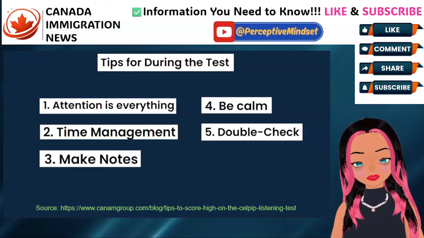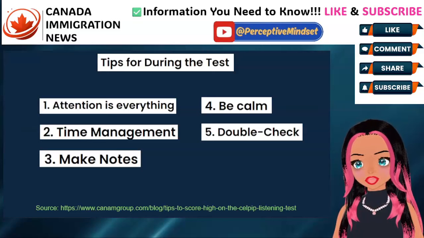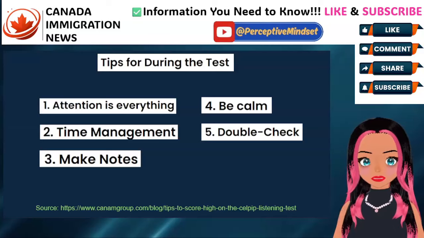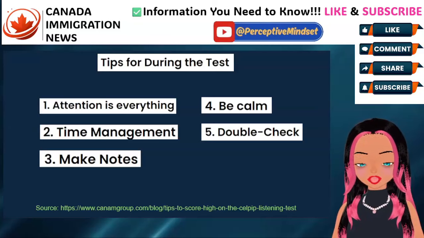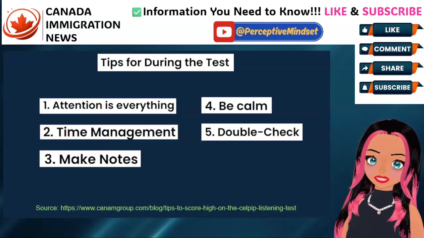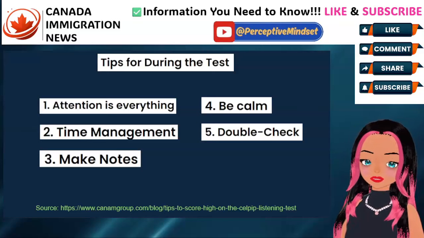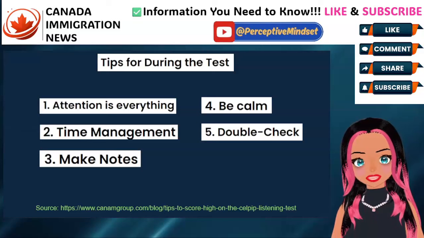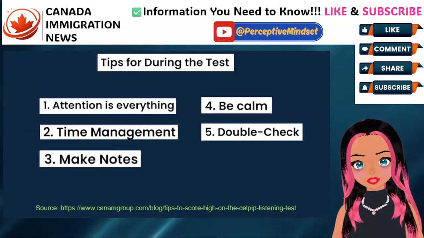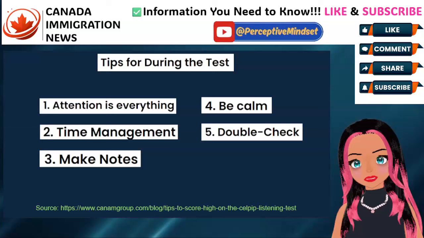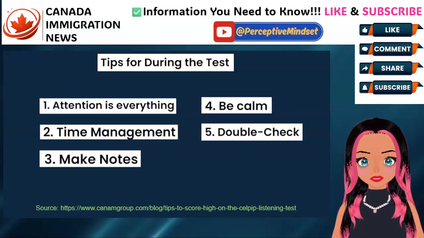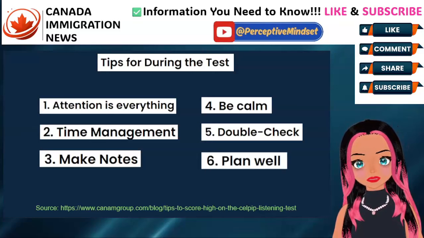Tip number 5: double check if you have time, if time permits. Once you have answered the question, if you realize that you have some seconds remaining, you might need to just go over and double check your work. Sometimes you may need to correct something, or you might need to cross check something. Do that once you have the time, if time permits.